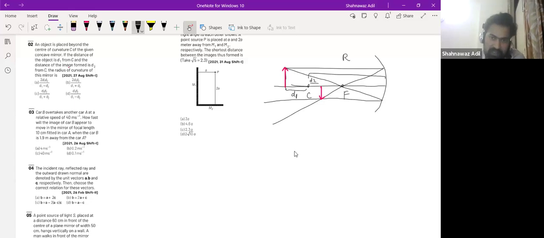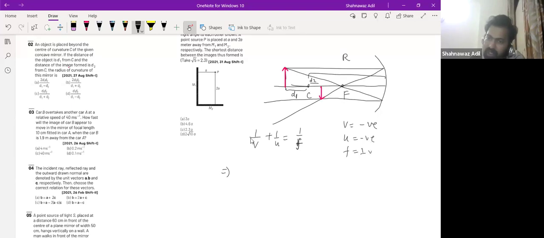So we have to find out what r is. This is a simple question. We know that 1 by v plus 1 by u is 1 by f, or 2 by r. This is a concave mirror, so from sign convention, v is negative, u is negative, f is negative.